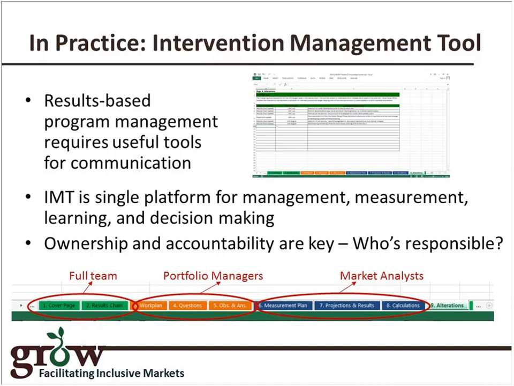Now, I lay out that clear distinction, but something that's interesting to note is that in order for this system to work effectively, you need the portfolio managers to be involved in M&E, and you need the market analysts also to be involved sometimes in implementing activities directly. So we see these lines as sometimes blurred, but what's important is to still have clear lines of accountability and responsibility. This intervention management tool that we have is an Excel-based tool.